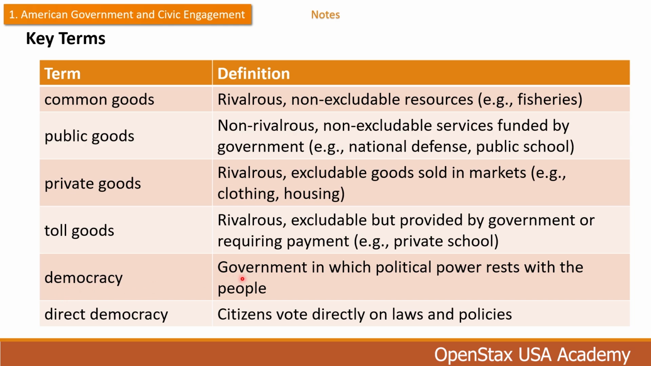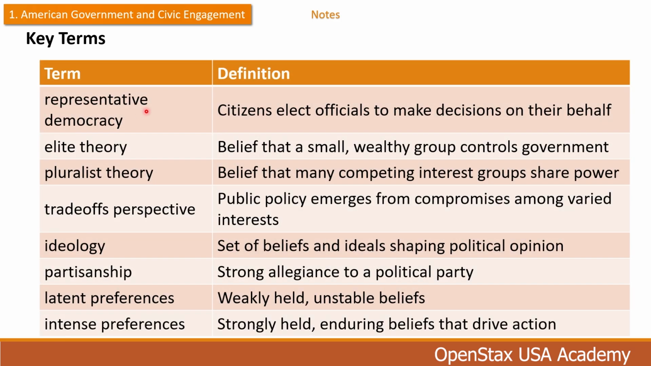Next, democracy, definition: government in which political power rests with the people. Next, direct democracy, definition: citizens vote directly on laws and policies. Next, representative democracy: citizens elect officials to make decisions on their behalf. Next, elite theory: belief that a small, wealthy group controls government. Next, pluralist theory: belief that many competing interest groups share power. Next, trade-offs perspective: public policy emerges from compromises among varied interests.